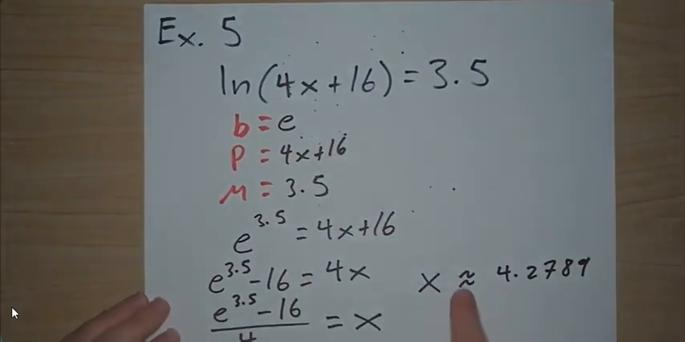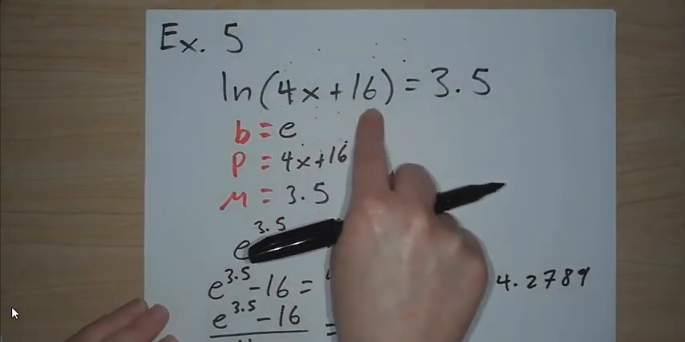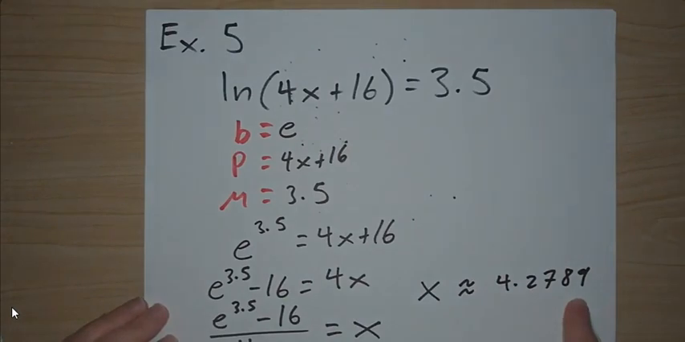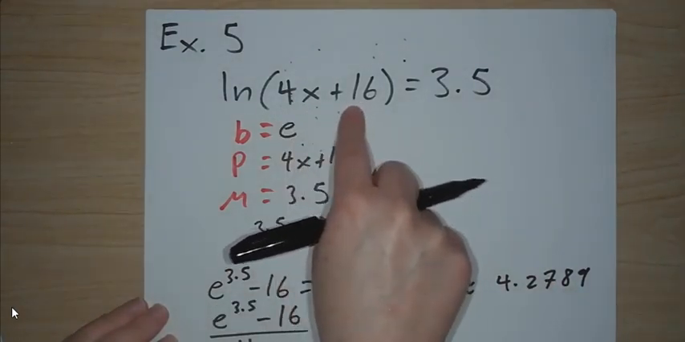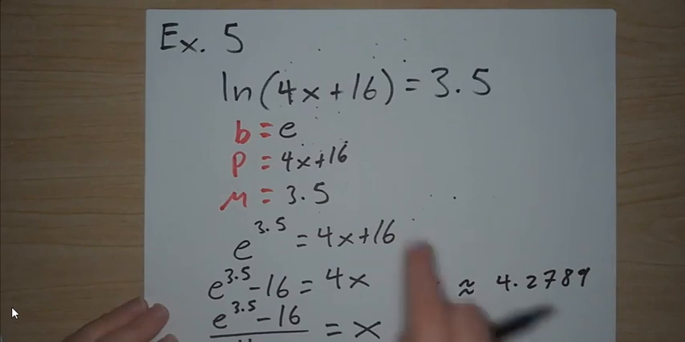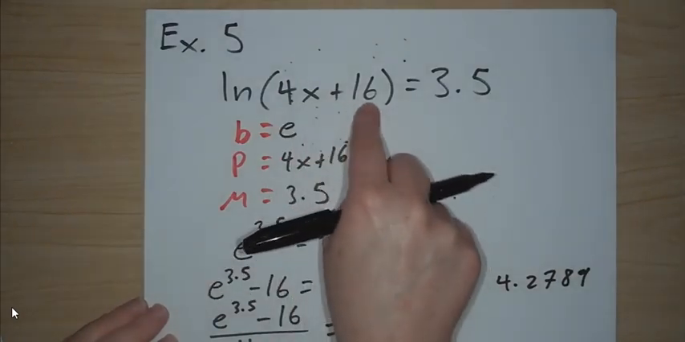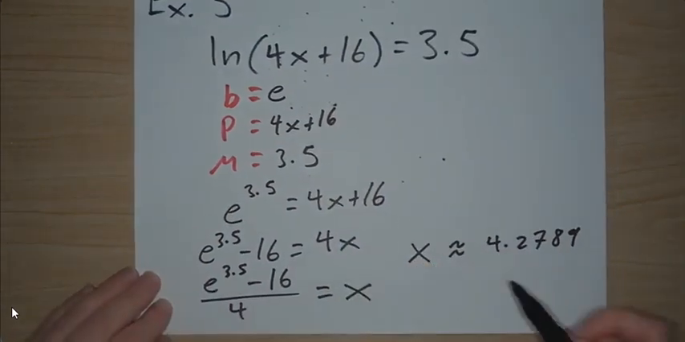We need to check this answer to make sure that it fits in our original equation. If you substitute x equals 4.2789, you'll multiply it by 4 and then add 16. This was already a positive number, so whatever we put in here, multiplying by 4 plus 16 will just make the number even more positive and greater instead of negative or 0. Anything in here cannot be 0 or negative. It has to be greater than 0, so we know that this x is an answer and that it'll work. So this x works.